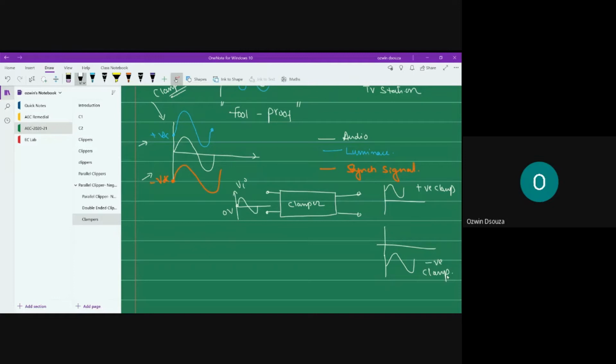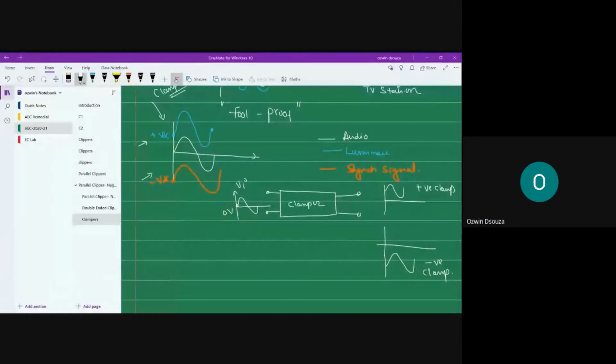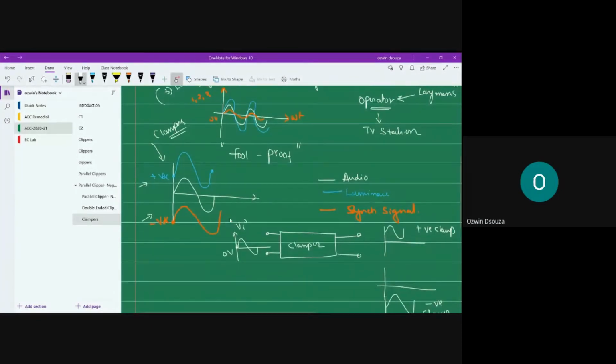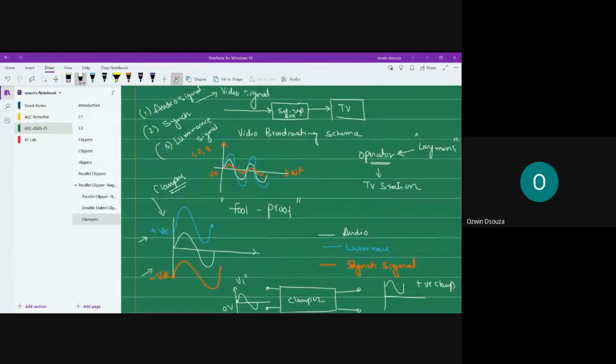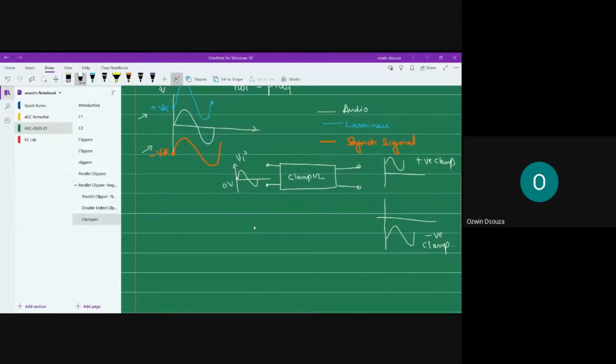I'll just take a pause now. Do you have any doubts in clamper operation? Don't worry about the technical explanation, did you understand the practical usage of the clamper? Yes, sir. Okay, all right. So that's the brief introduction of the clamper.